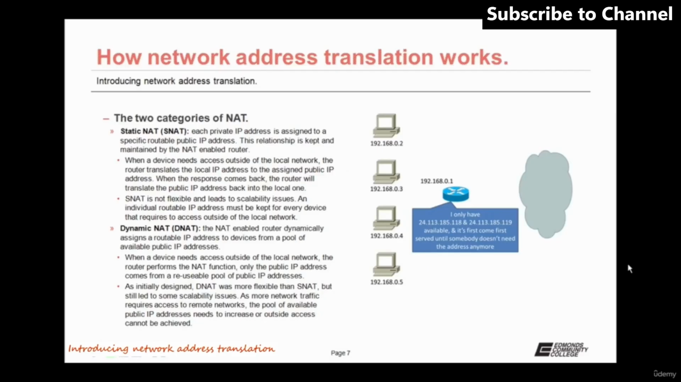As initially designed, dynamic NAT was more flexible than static NAT, but it still led to some scalability issues. As more network traffic required access to outside networks, the pool of available public IP addresses needs to increase, or outside access cannot be achieved. But thankfully, there is a solution to this.